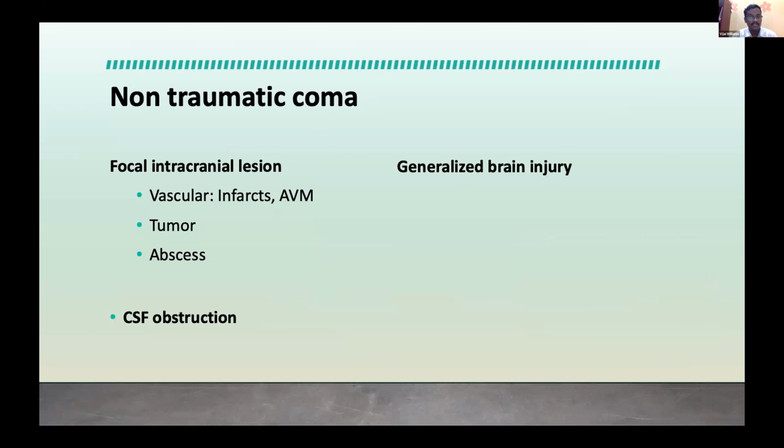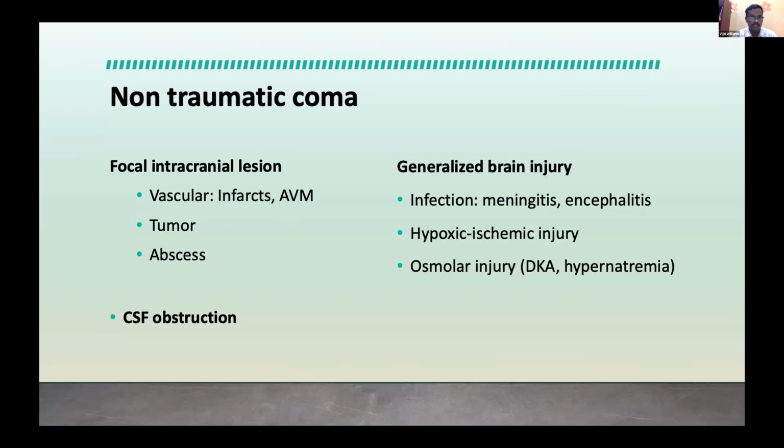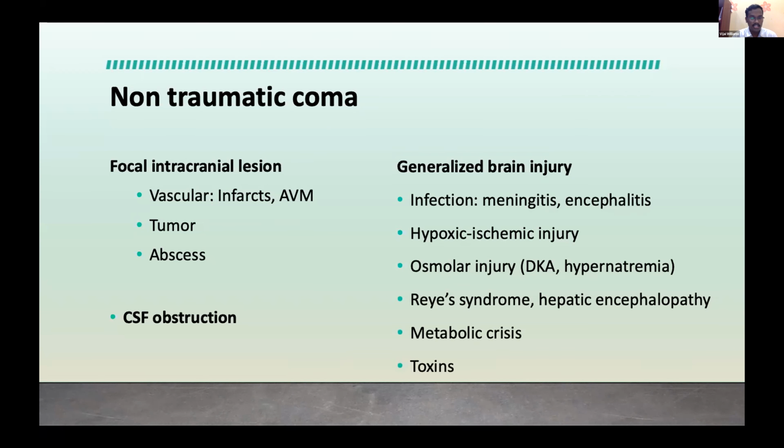And in many cases, generalized brain injury, most commonly in our setting, we see infectious causes, that is acute meningoencephalitis or a chronic tuberculous meningitis presenting as non-traumatic coma. Other common causes include hypoxic ischemic encephalopathy, osmolar injuries, which we commonly see in DKA, hypernatremic dehydration, and in liver diseases such as Reye's syndrome or hepatic encephalopathy due to fulminant hepatic failure, and metabolic crisis, and finally intoxications. A lot has been discussed by the speakers before me, and all can lead to non-traumatic coma.